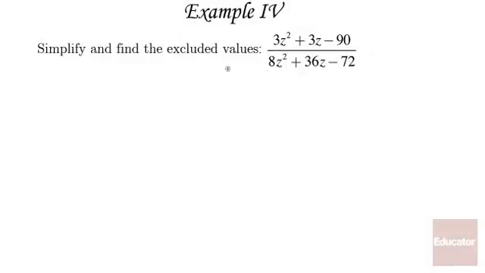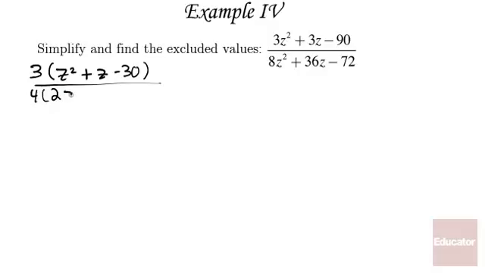Okay, again, simplify and find the excluded values. And this one is more complex. It requires some factoring in the numerator and denominator. Always pull out the greatest common factor first before you start factoring the trinomials so you don't have to work with numbers that are as large. So I do have a common factor of 3 in the numerator, which is going to leave me with z squared plus z minus 30. Denominator, same thing. I have a common factor of 4. So that's going to leave me with 2z squared plus 9z minus 18.